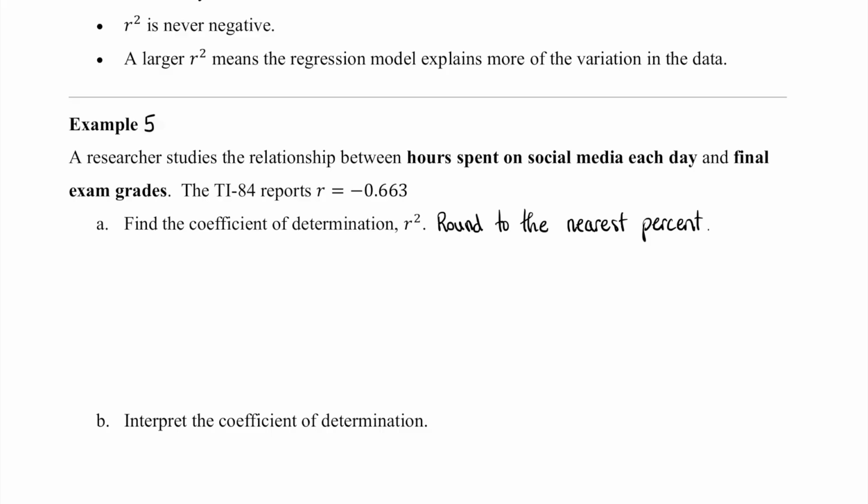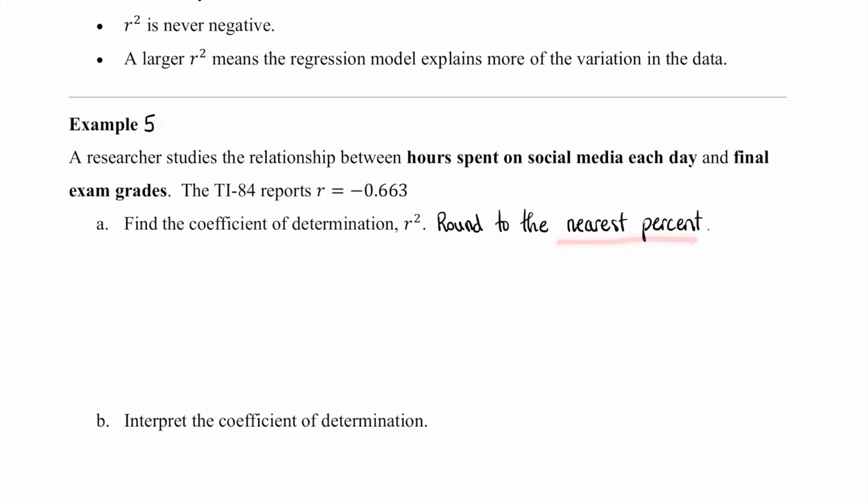A researcher studies the relationship between hours spent on social media each day and final exam grades. The TI-84 reports r equals negative 0.663. Question A. Find the coefficient of determination r squared and round to the nearest percent.